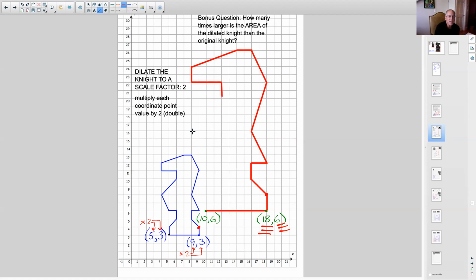My next point, everybody, is 6, and look at the factors. Harry, double the 6. What do you get? 12.